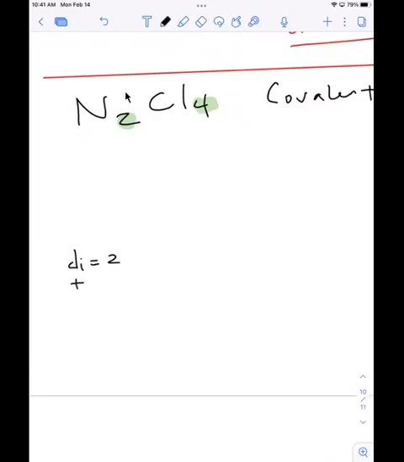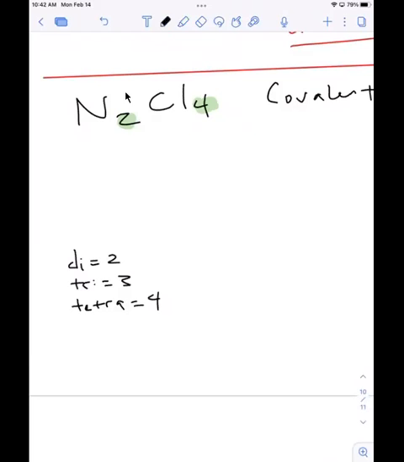So di, tri, tetra, penta, hexa. We're going to use the Greek prefixes here for the non-metal, like that.